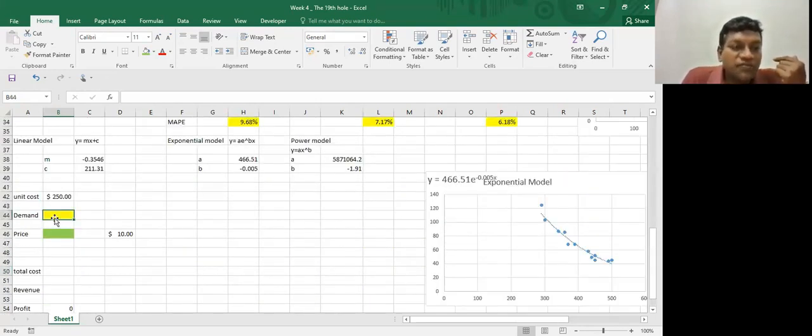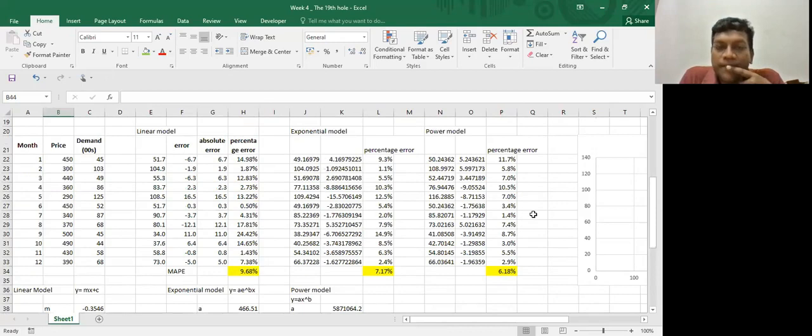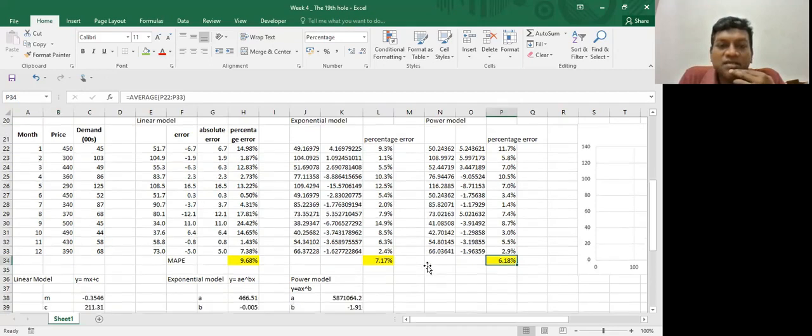We don't know the demand as yet, so let us now estimate the demand using our best fit model. The best fit model is a power model. Using this, we will be able to estimate our demand, which is this.